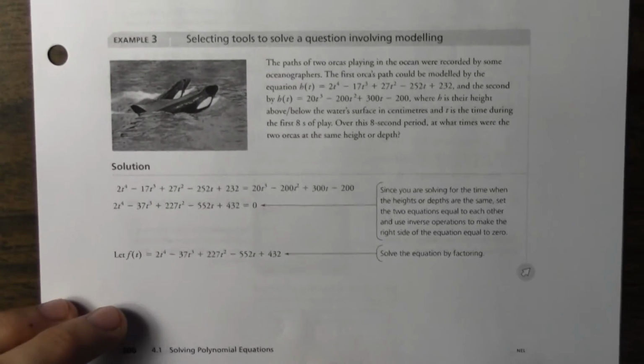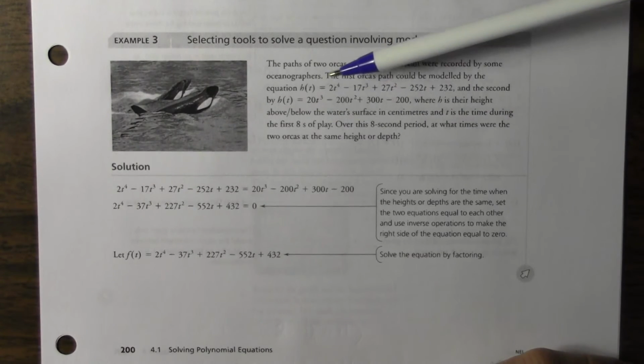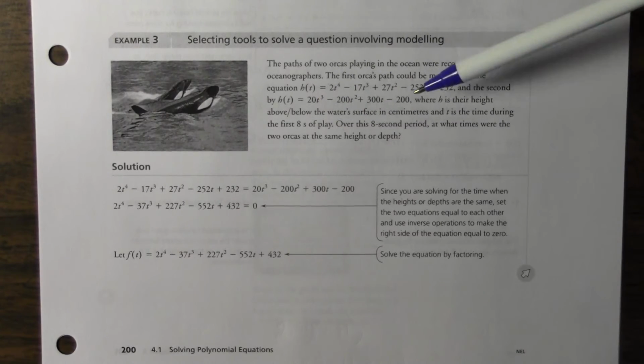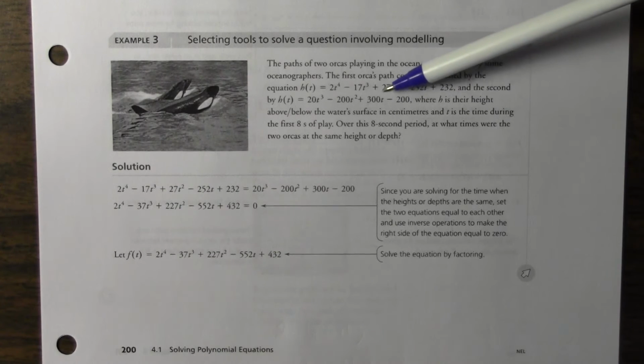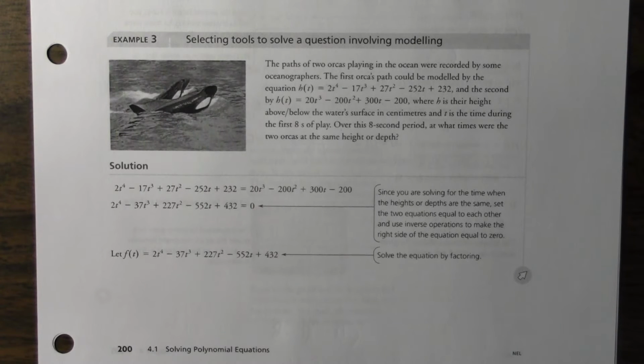Alright, example 3. The paths of 2 orcas playing. Who wants to read? Marco, go ahead. The paths of 2 orcas playing in the ocean are recorded by some oceanographers. The first orca path could be modeled by the equation h(t) equals 2t to the power 4 take away 17t to the power 3 plus 27t to the power 2 take away 252t plus 232.